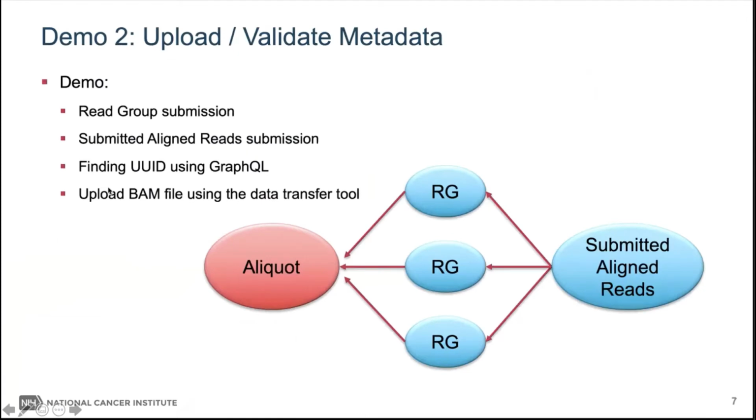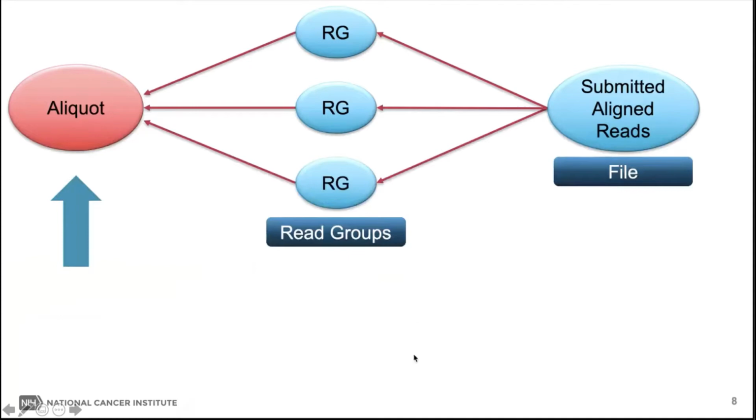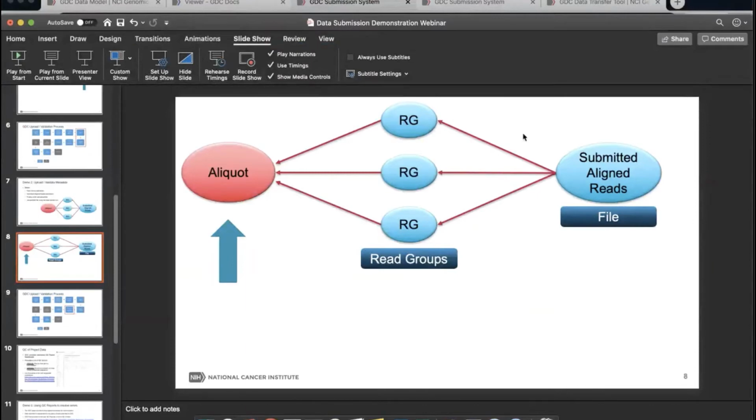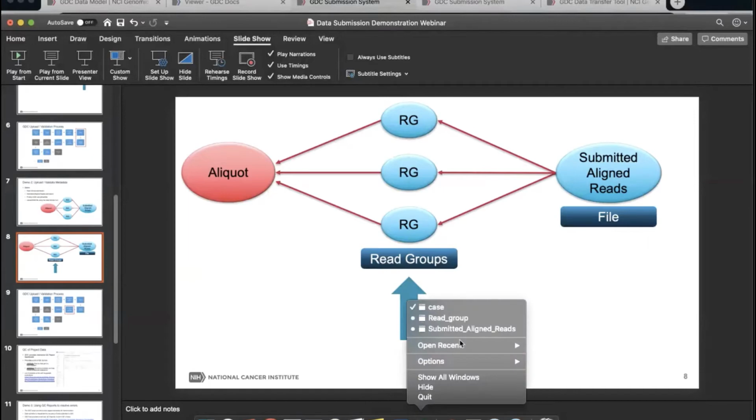So this demo will involve read group submission and submitted aligned reads submission. That's the GDC's way of referring to submitted BAM files. And then we're going to do some work with GraphQL and actually do the file upload. So I'll just go to the next slide here. I made another blown-up diagram for some downstream entities. So right here, we're starting at the aliquot because that's the most downstream entity that we've submitted here. So our next step is going to be uploading these read groups. I'm going to show you what those read groups look like here. We're going to upload 3 of them.